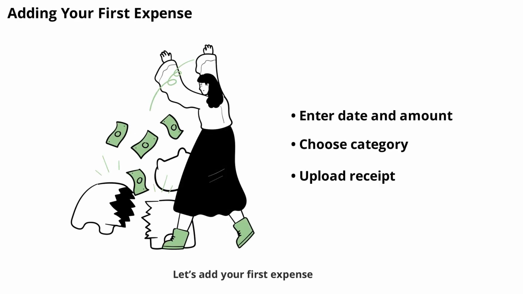Let's add your first expense. Start by navigating to the Expenses section in your software. Click on Add Expense or a similar button. Enter the date, amount, category, and a brief description. If you have a receipt, upload a photo or scan for documentation. Accurate entry ensures you'll be reimbursed for the correct amount and helps with record keeping. Repeat this process for each expense you want to claim.